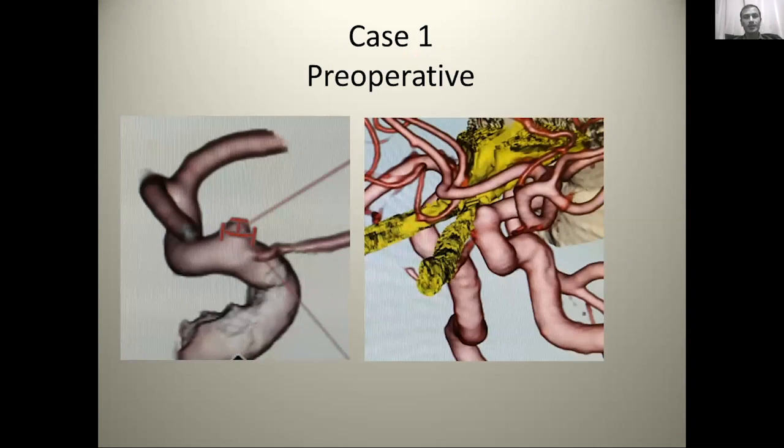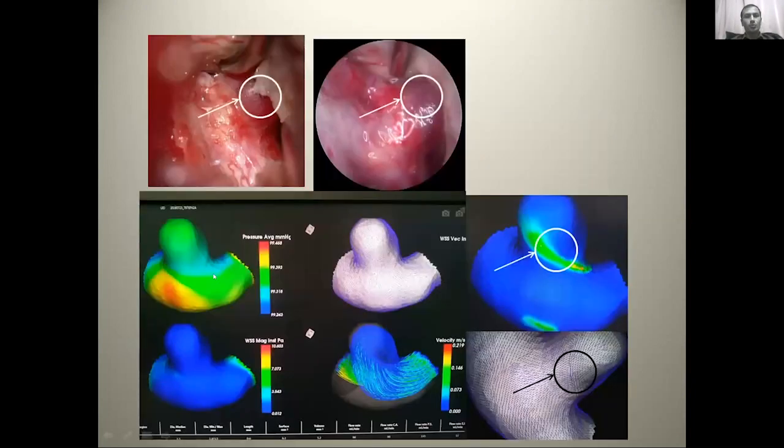This is one case, preoperative findings. We can see the aneurysm of the anterior wall. And these are computational fluid dynamics data: the high pressure and low wall shear stress we can find in this investigation. And here we can find the high oscillatory shear index in the neck part of the aneurysm and the vector convergence in this part. Intraoperatively, we can find the thinning of the wall of the aneurysm endoscopically and microscopically.